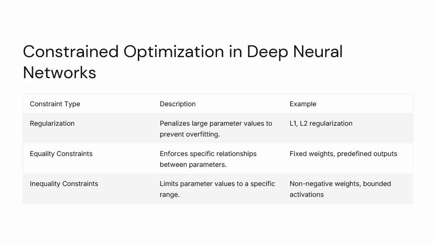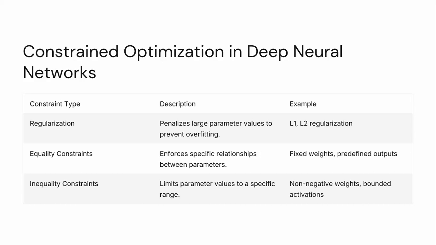We have three types of constraint optimization. One is regularization, the second is equality constraints, and the third is inequality constraints. If you want to penalize the parameter values which lead to overfitting, we consider two types of regularization techniques. One is L1 and the other is L2. L1 represents lasso and L2 represents ridge.